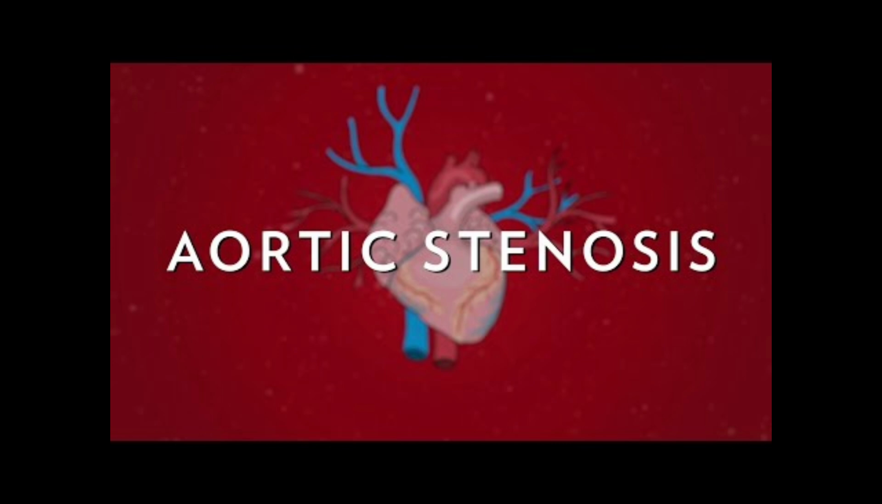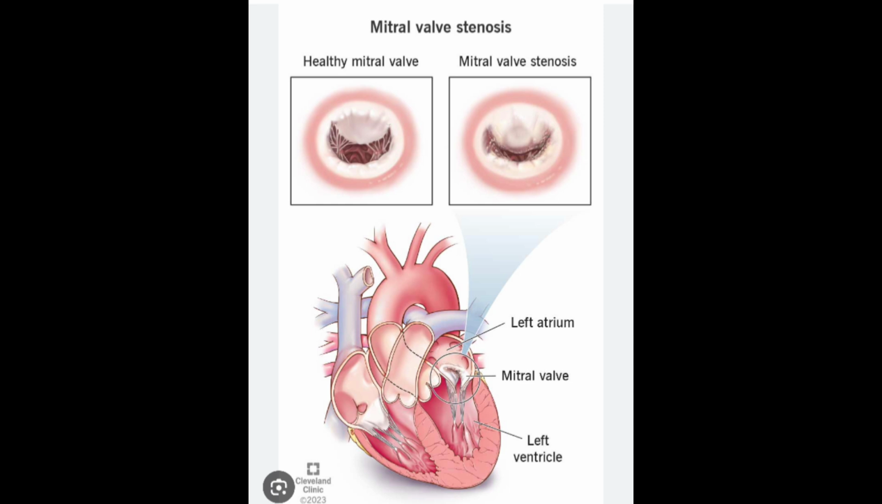Next, we're going to be talking about aortic valve stenosis. This is narrowing of the aortic valve leading to reduced blood flow from the left ventricle to the aorta. People who are at risk are the elderly, those with congenital heart defects, and rheumatic fever. Signs and symptoms include angina, syncope, heart failure, and dyspnea. Treatment for this is valve replacement and medications for heart failure.